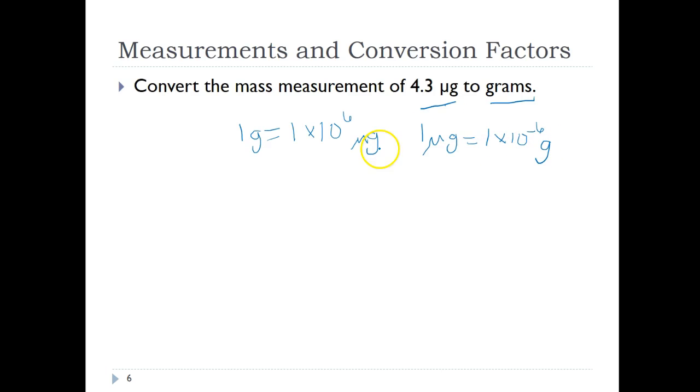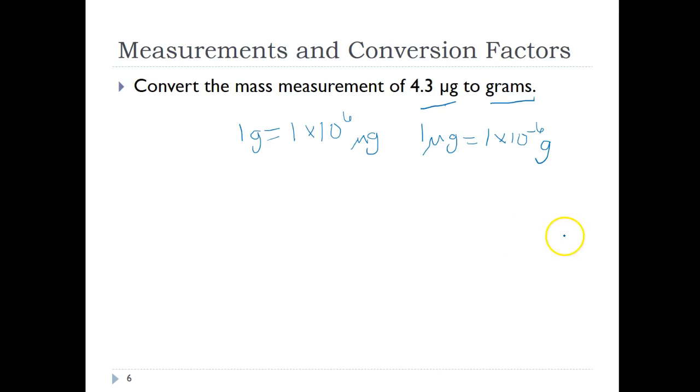Either one works. I like the one with the positive exponents because what the positive exponent is saying is there are 1 times 10 to the 6th, which is a million micrograms, in 1 gram. So I like to think of it as how many little things make up the bigger thing. The other one, 1 microgram, is 1 millionth of a gram. Saying the same thing, but just from a different perspective. So again, I don't care which one you use, just do it correctly.